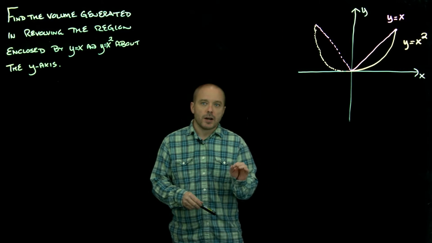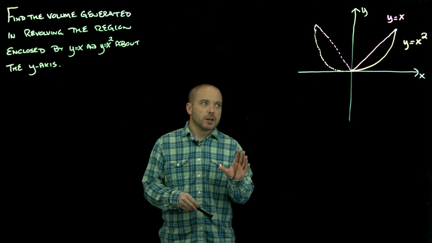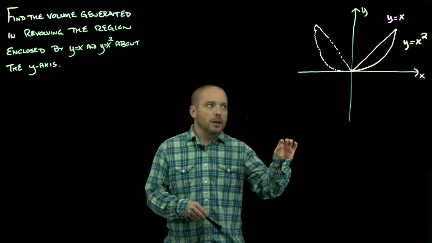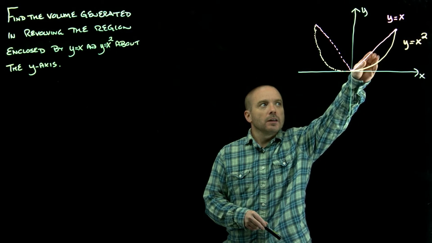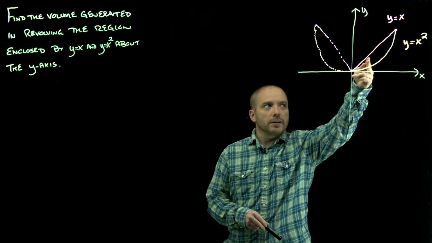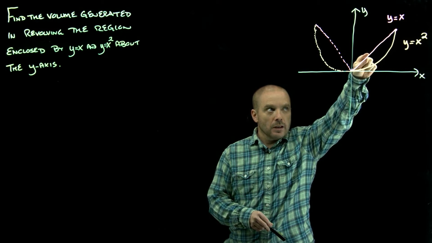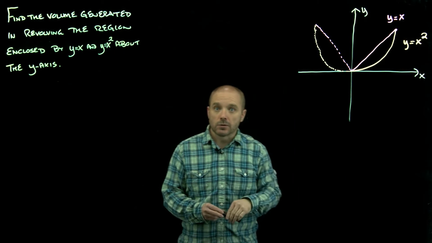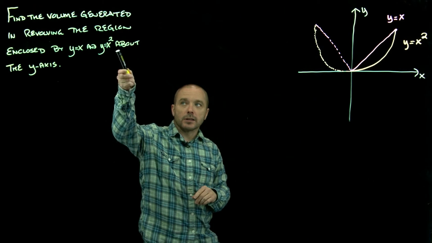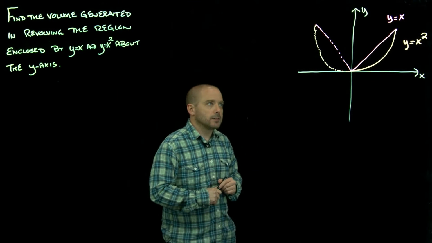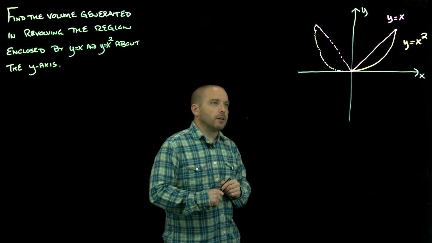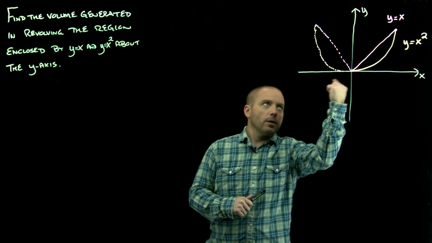Now let's look at finding a volume of revolution using shells. And this time we'll look at a situation where the area that we are revolving does not extend all the way down to the axis. So this is an area that's trapped between two curves. In this case, we're going to look at the region enclosed by y equal x and y equal x squared. And we're revolving that around the y-axis.